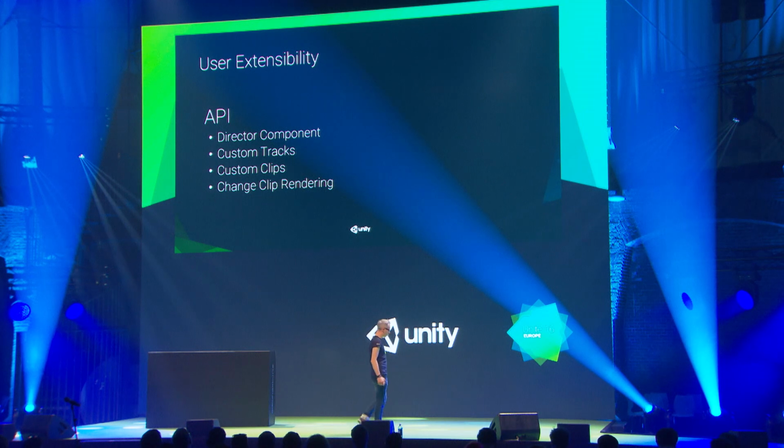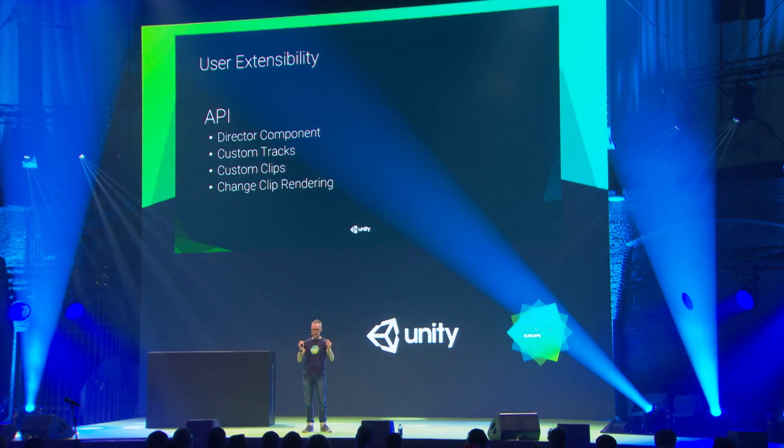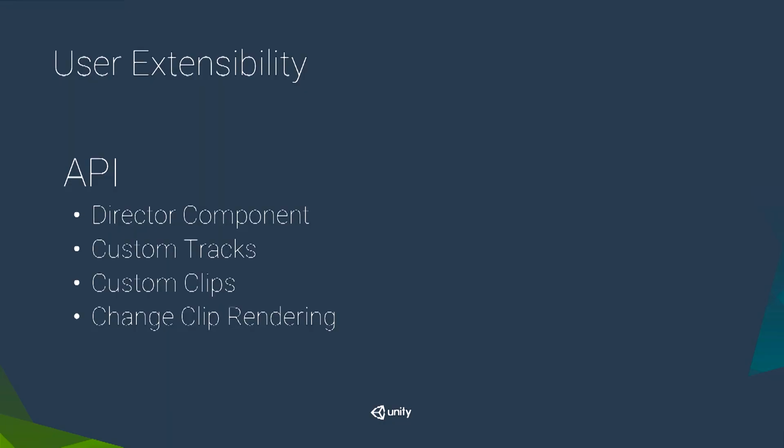Now, from the user perspective, what could you do with that? At Unity, we're very good at developing APIs, and in this case, it is still the same. We created 4 kinds of APIs for you to build, integrate, and meet your needs in your production. The first one is the director component. The director component is the component mandatory to play a sequence in Unity.